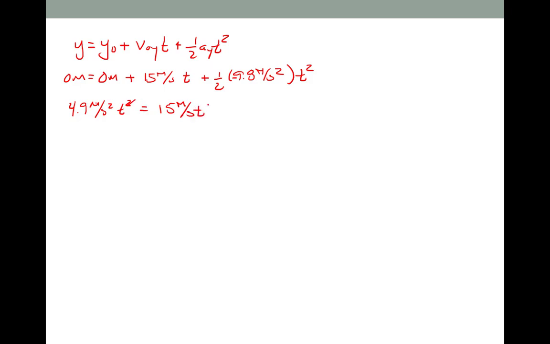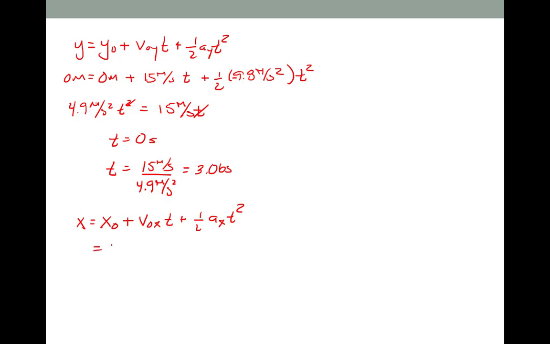I can cancel one factor of time, which tells me that t equals 0 is a solution. So yes, the ball is on the ground when it starts. It's not a very helpful solution. The other solution is t equals 15 meters per second divided by 4.9 meters per second squared, which equals 3.06 seconds. So it takes 3.06 seconds for that ball to go up and then come down and hit the ground again. Now that I know time, I can find the total distance traveled.